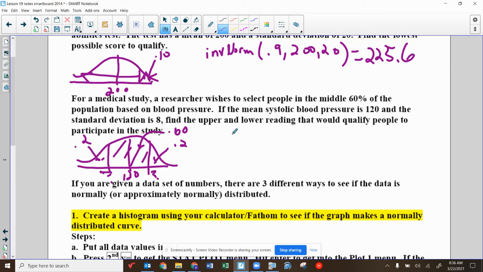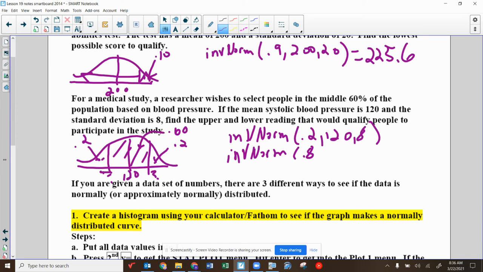So the one on the left, do inverse norm. So remember, from your line over to the left. So 0.2, 120, standard deviation of 8. We'll put that in the calculator in a second. And the second score will be from here to the left, so it's going to be 0.8, 0.6 and 0.2 put together, 128.